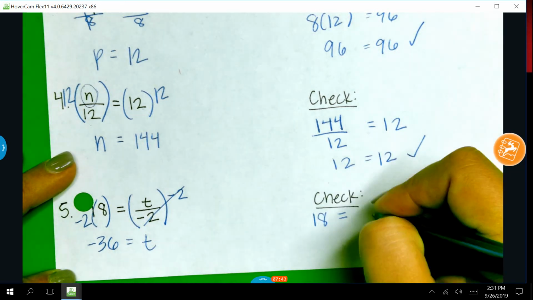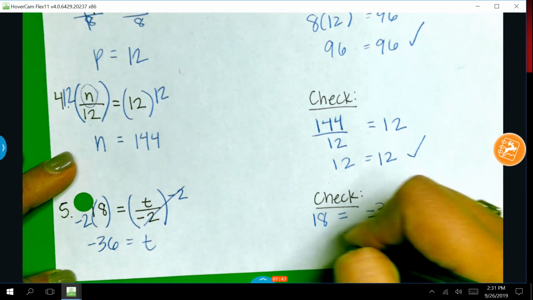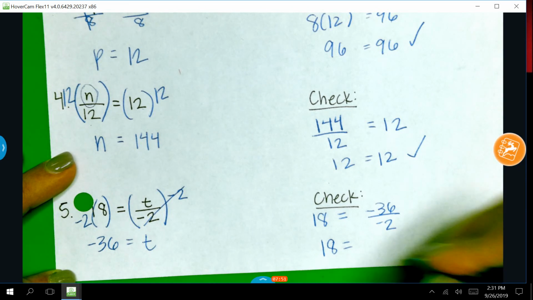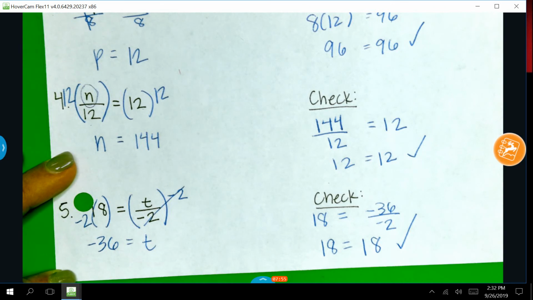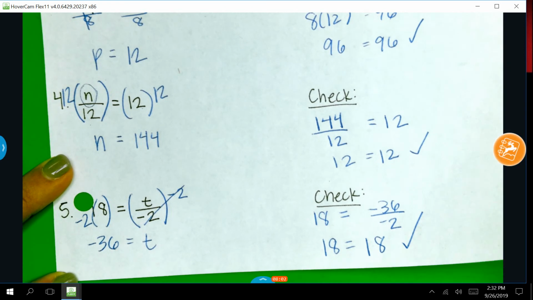And then to check it, that means I have 18 equals negative 36 over negative 2. Did I do it correctly? Yes. Negative 36 divided by negative 2 is 18. Questions on any of that? Sure?